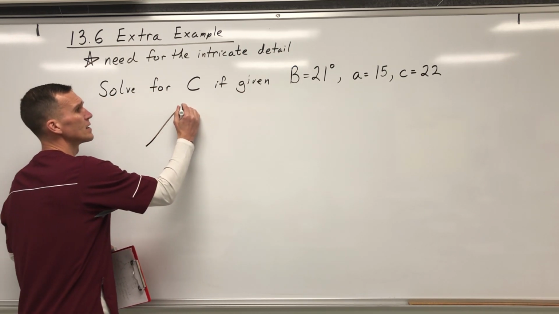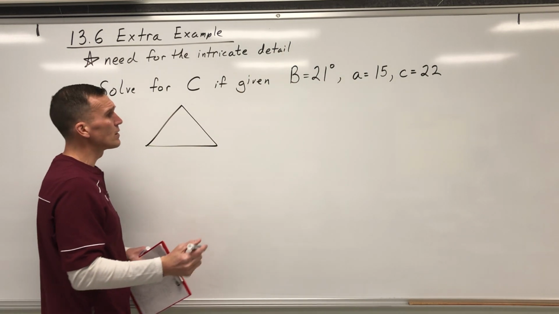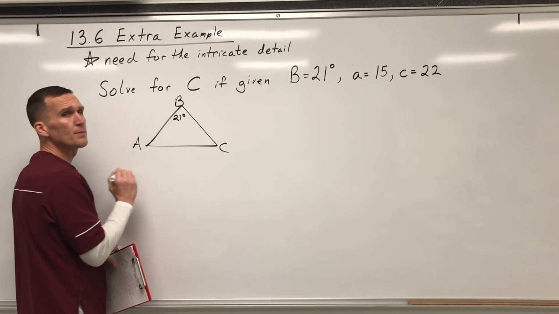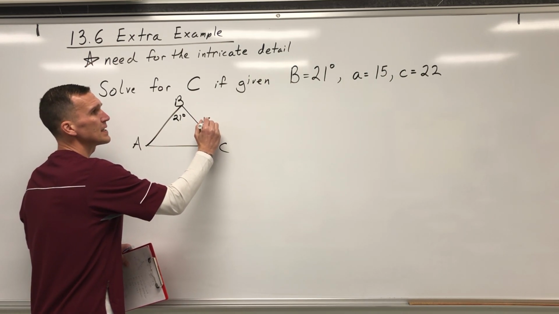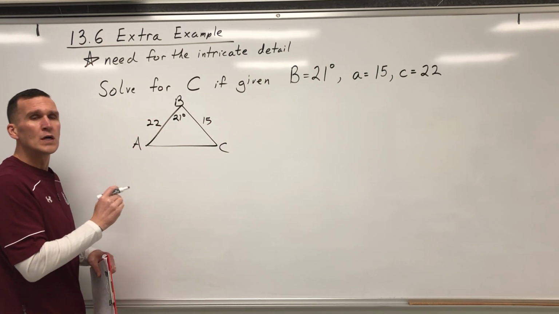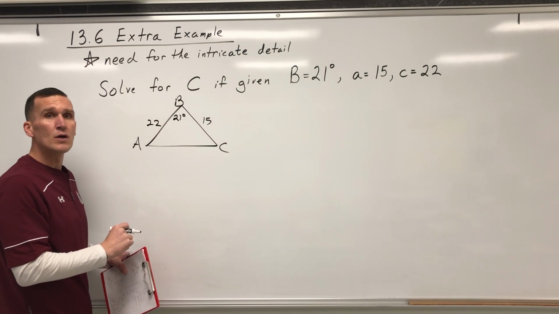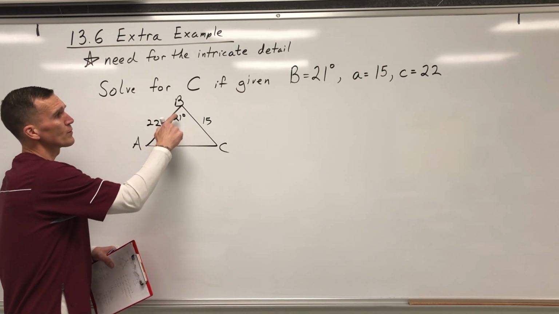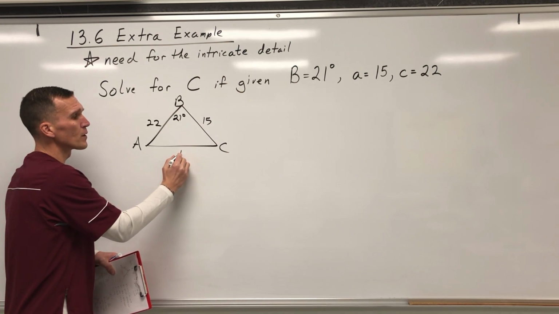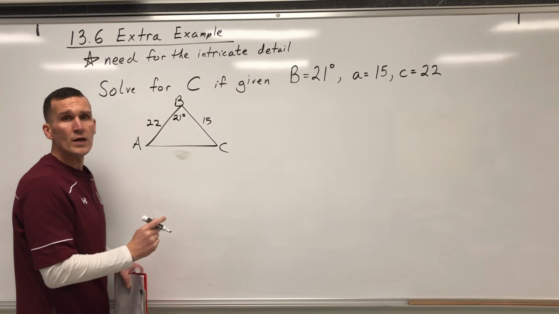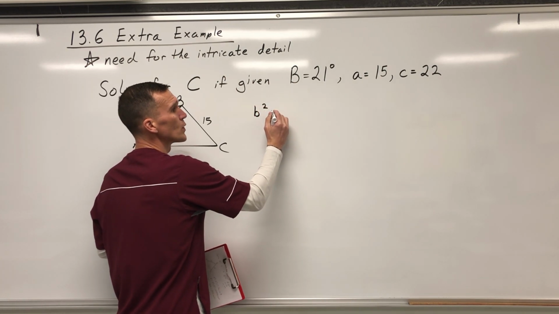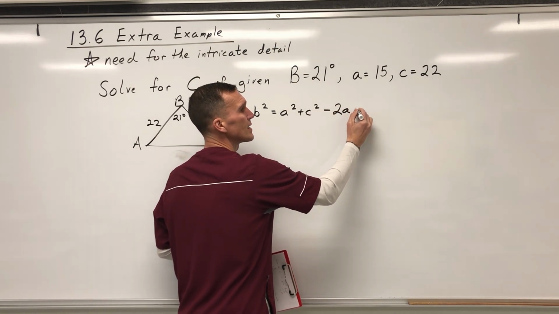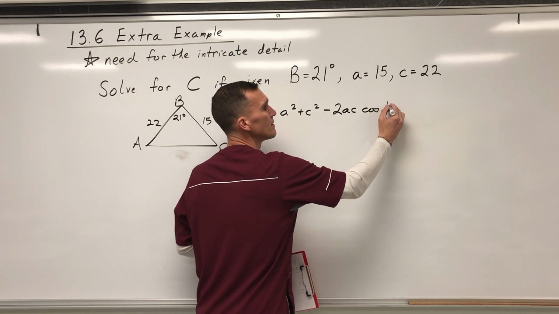Because if I just draw a sample triangle, which is not going to be an equilateral, I go A, B, and C. I put 21 degrees by B. Little a would be 15, little c would be 22. So since I don't have a combo, I can't do law of sines, but this is side angle side information, or law of cosines. I realize since I have angle B, I'll be solving for little b first. The equation we have to use then is little b squared is equal to little a squared plus little c squared minus 2 times a times c times the cosine of angle B.